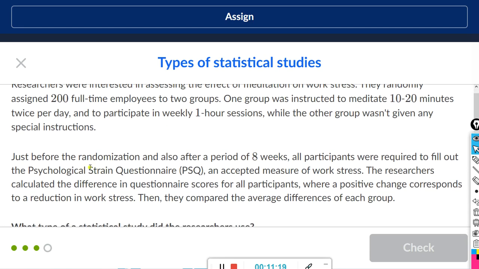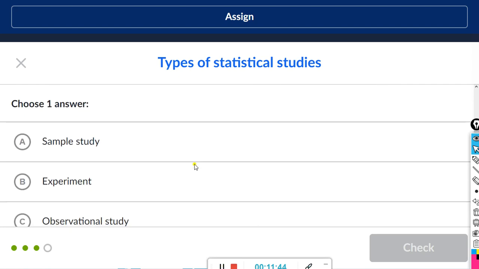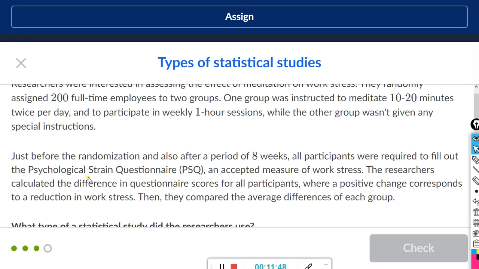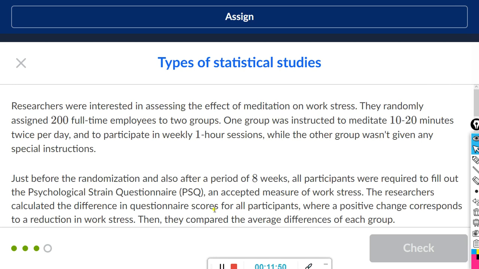Just before the randomization and also after a period of 8 weeks, all participants were required to fill out the questionnaire, an accepted measure of work stress. The researchers calculated the difference in questionnaire scores for all participants, where a positive change corresponds to a reduction in work stress. Then they compared the average differences. All right, so this is definitely an experiment. They applied the meditation to one group and not the other.